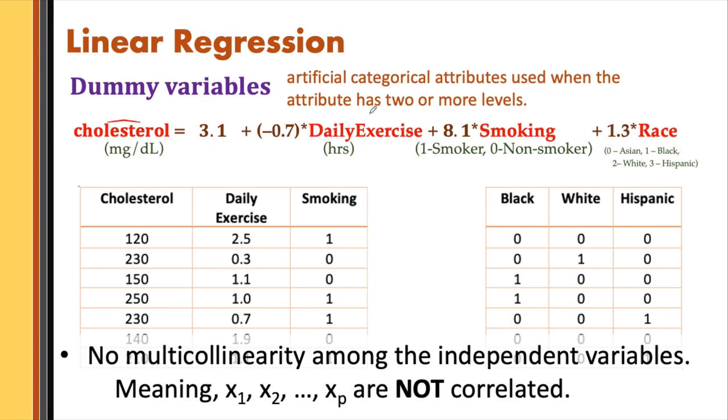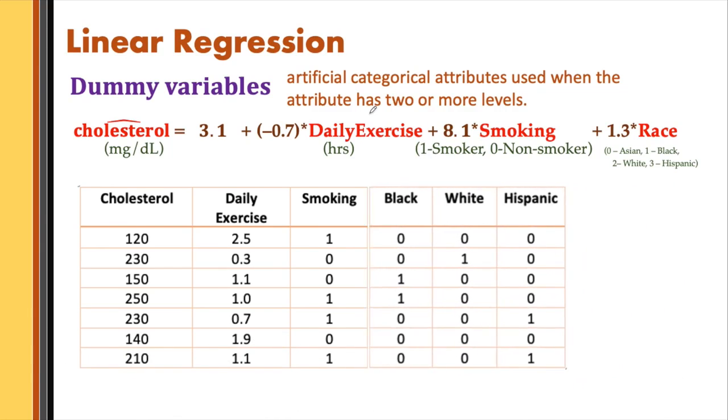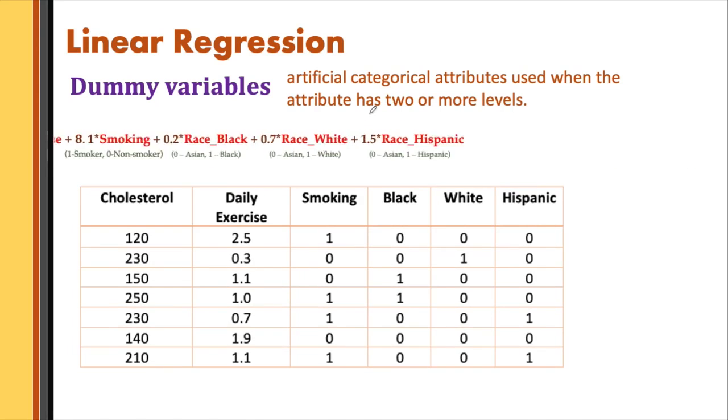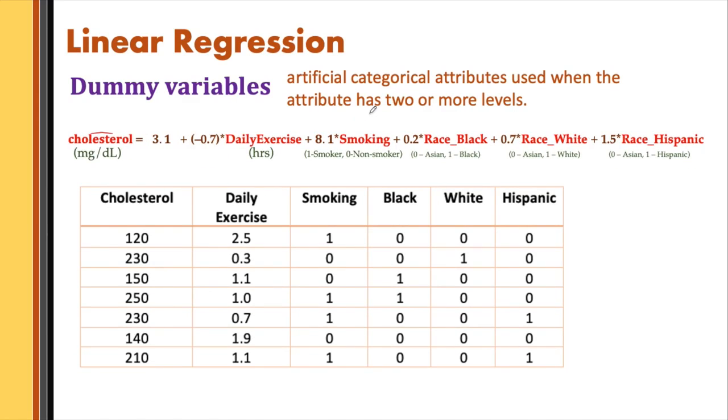Now let's proceed. Since we are sure that there's no multicollinearity anymore, we may proceed with a regression analysis using only this data. Now, suppose you run the regression analysis using this data. Suppose this is now the regression model. So how would you interpret negative 0.7 in daily exercise? It means that increasing the daily exercise by 1 hour would decrease the cholesterol level by 0.7 milligrams per deciliter, keeping other attributes constant.